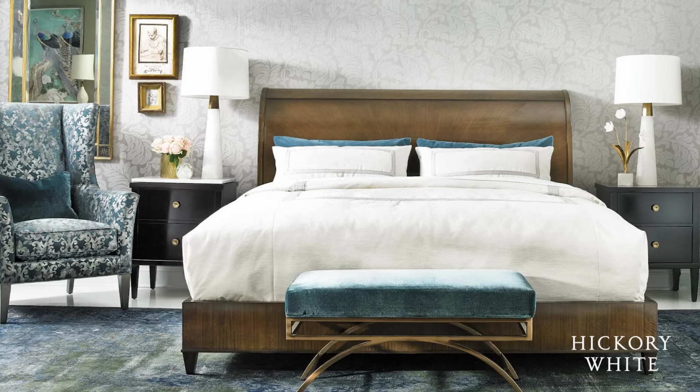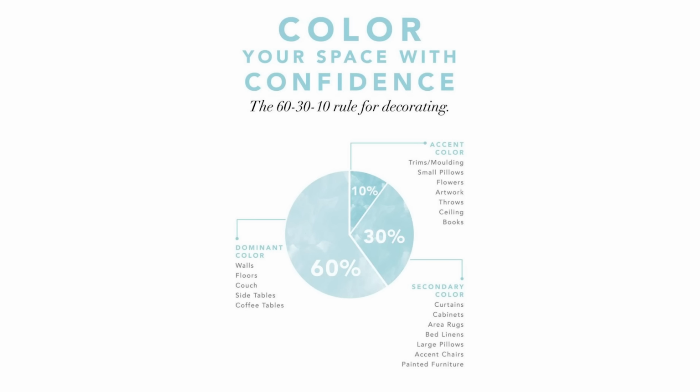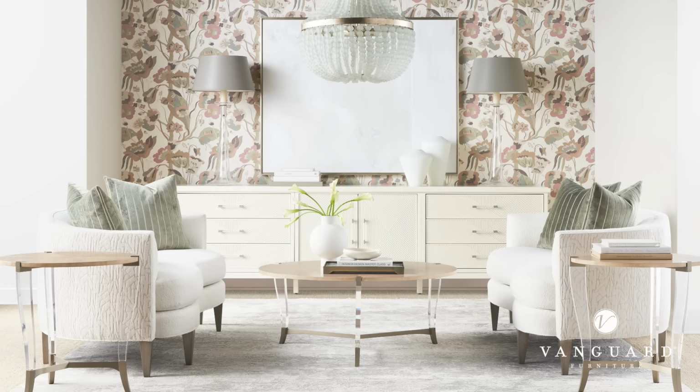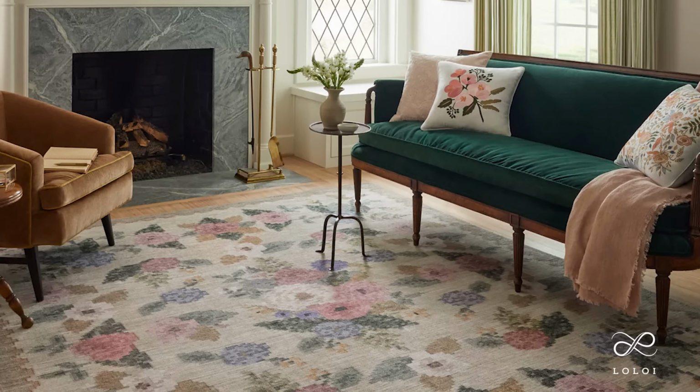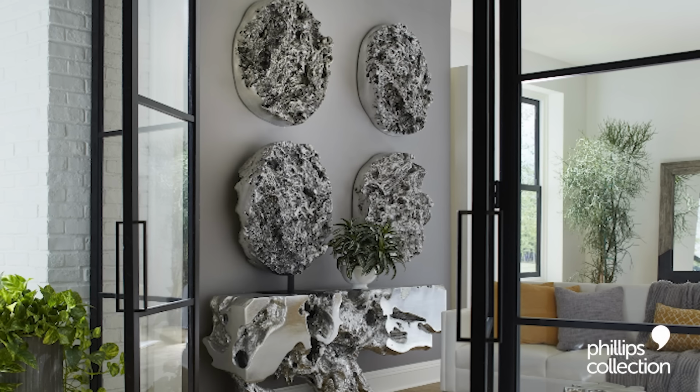Now that you understand the basics of color, let's explore how to add interest and depth to your space with accent colors. The 60-30-10 rule is a great guideline. 60% of your room should be the dominant color, 30% the secondary color, and 10% an accent color. Accent colors can be introduced through accessories like pillows, rugs, and artwork. Repeating these colors throughout the room creates a seamless rhythm and harmony.